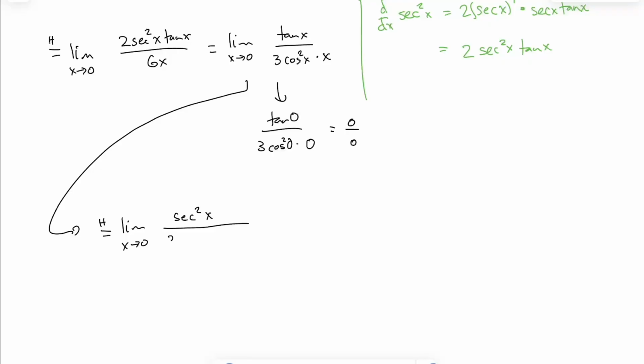The first part is 3 cosine squared x, like it is, times the derivative of the second part, which is a 1, and then plus the second part is x times the derivative of the other one. We're going to have to do the chain rule here because of the cosine squared. It's going to be 6 cosine x times negative sine x.